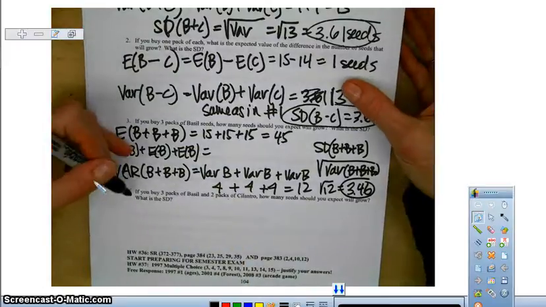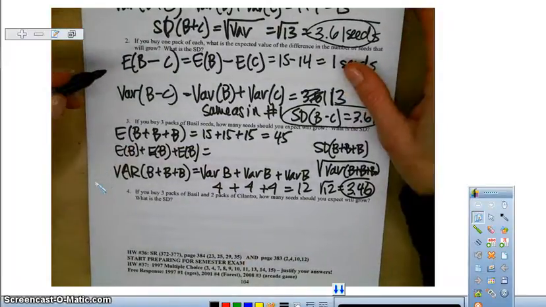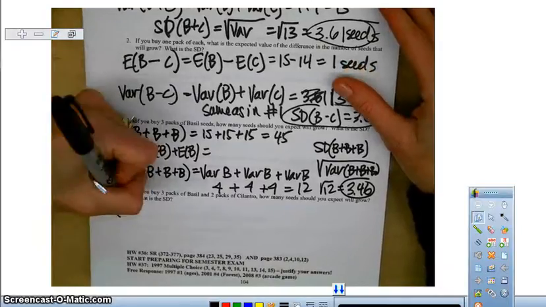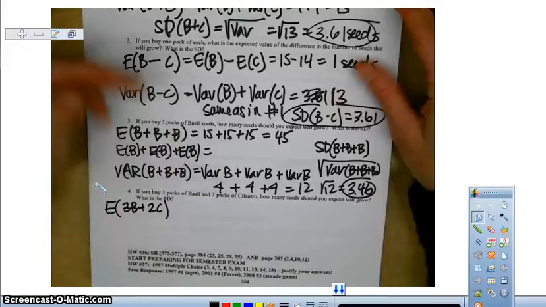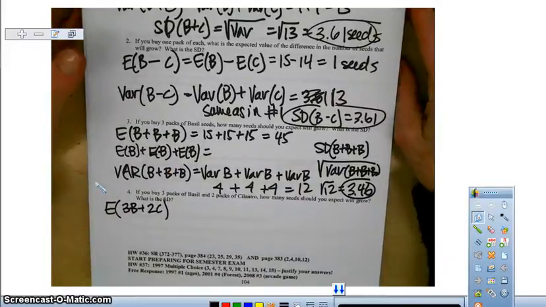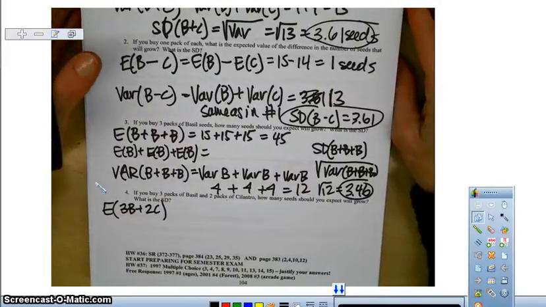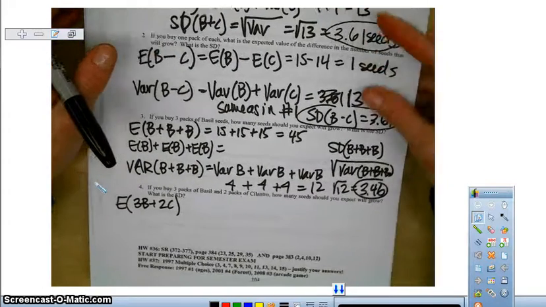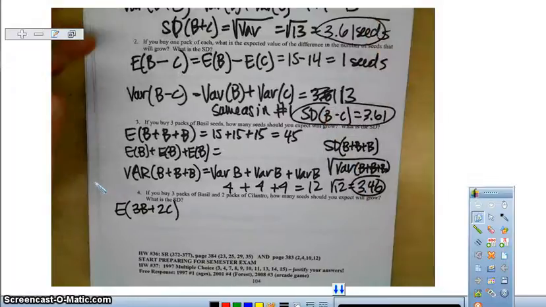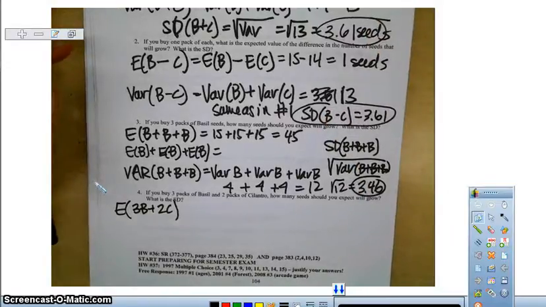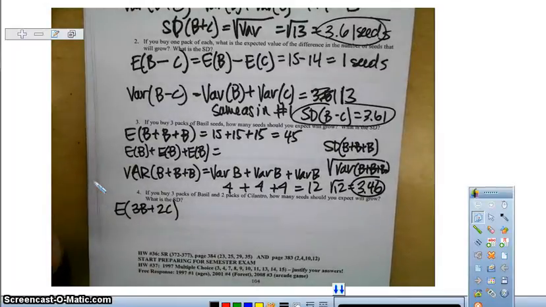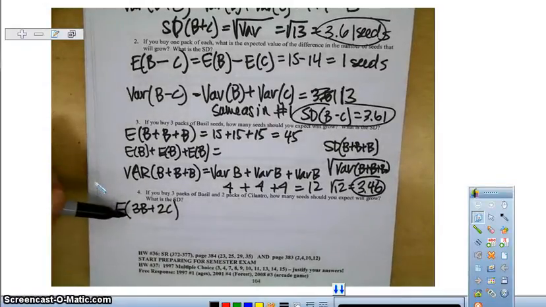Okay, now you're going to buy 3 packs of basil and 2 packs of cilantro. How many seeds would you expect to grow? So the expected value of, can you just say like 3 basil plus 2 cilantro? Ooh, you can. But we need some more rules to do that. Why? Because you need to know what to do with constants. Now we could just write it basil, basil, basil, cilantro, cilantro, but it's going to be nice to know how to deal with it. Isn't this shorter? Yeah, that's a lot shorter.